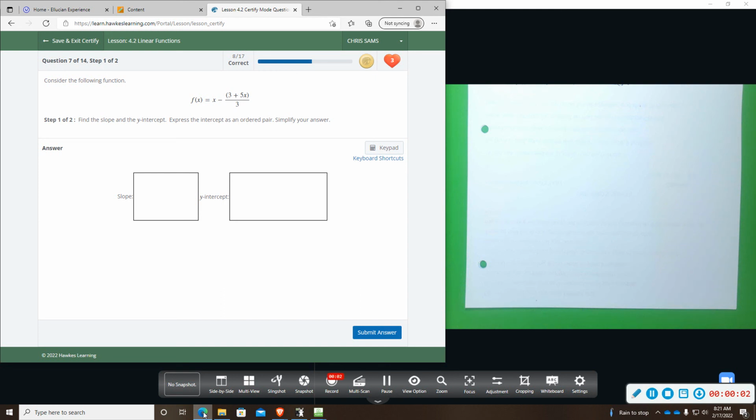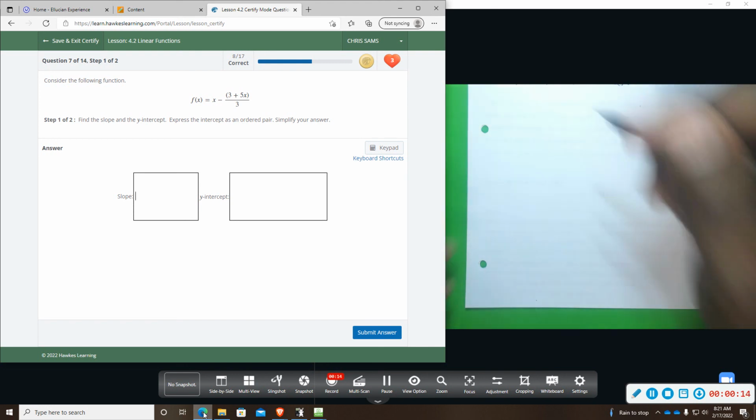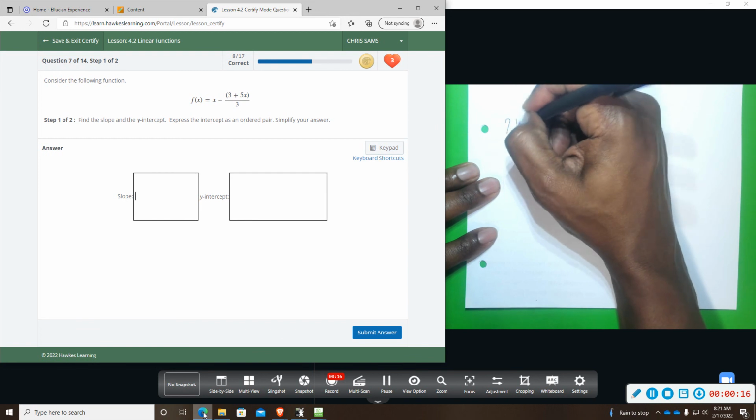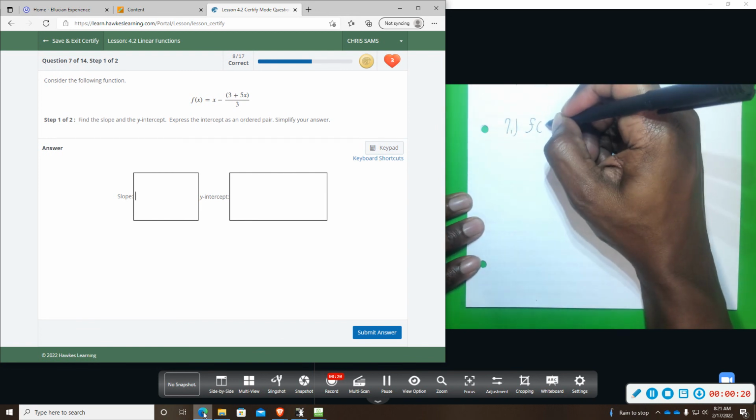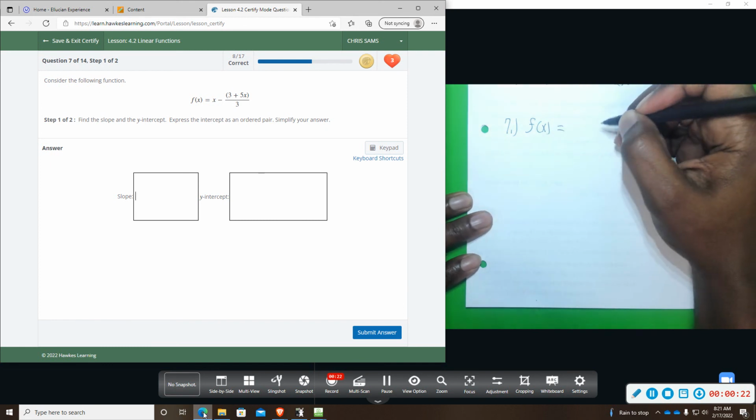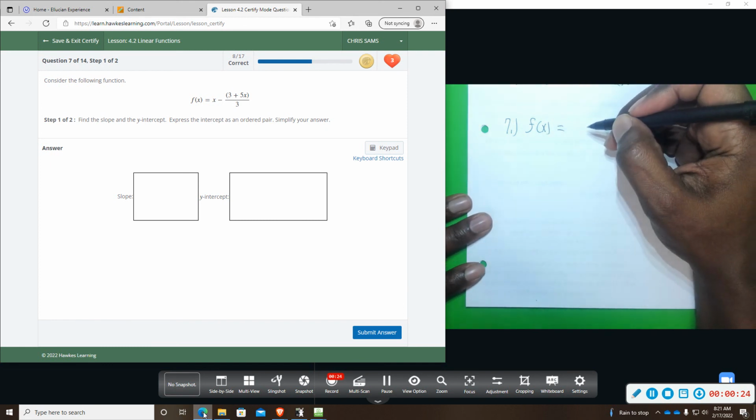Number 7, we have two parts. First we want to find the slope and the y-intercept, and then we're going to insert those and probably graph it on part 2.